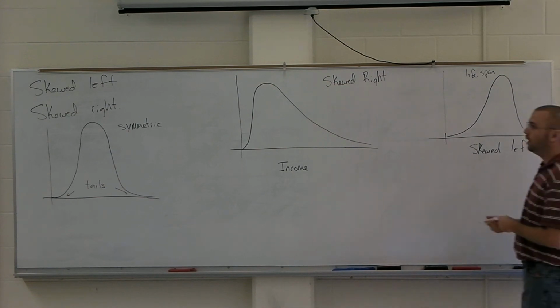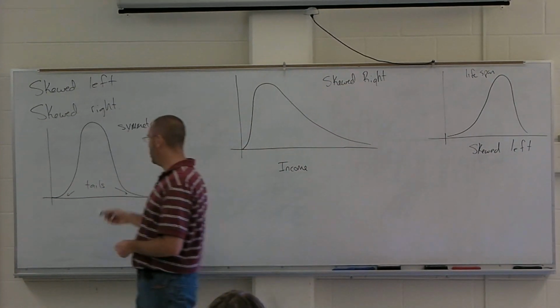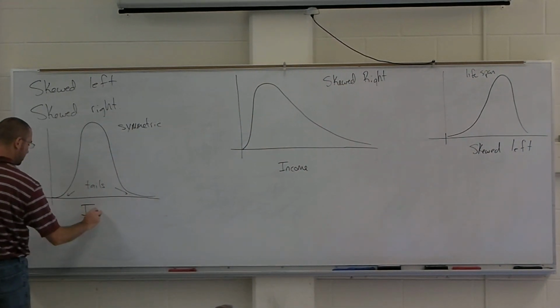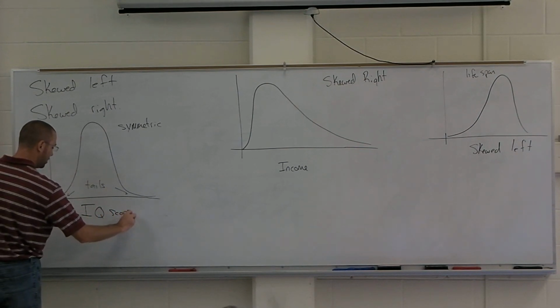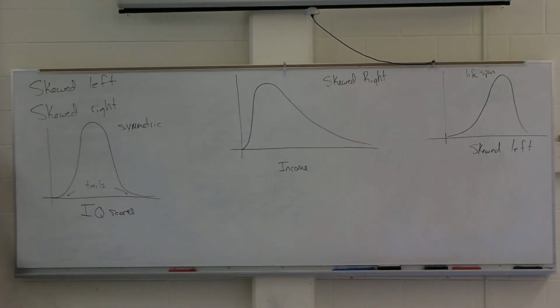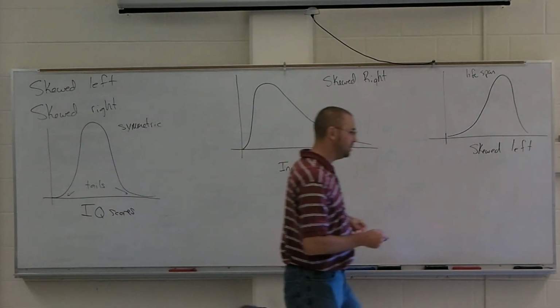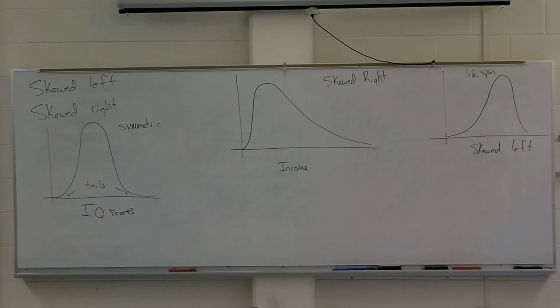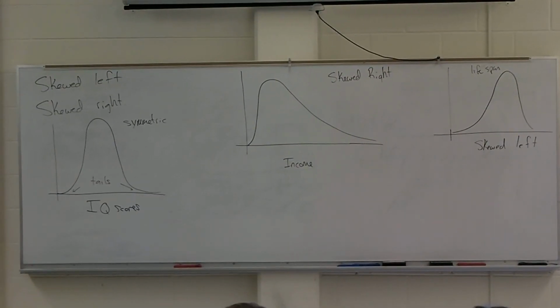All right. Symmetric distributions. Somewhere you might see something like this. IQ scores have this nice symmetric shape to them, or at least they're supposed to. All right, there you go. That is the majority of the graphical picture stuff.